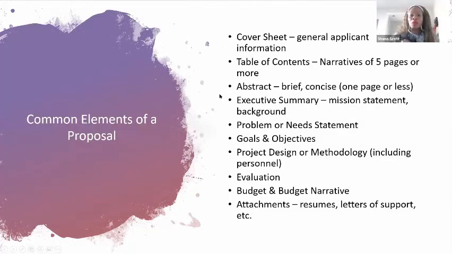So in this next step, you want to make sure that you have all of these common elements included. Your cover sheet. Who are you? What do you want to do? Your table of contents. Your narrative should be about 5 pages or more. Your abstract. This is brief and concise, 1 page or less. The abstract is typically what I do at the end because it helps to tie it all together. Your executive summary. So this is about your business, about your organization. That includes your mission statement, your background, etc.